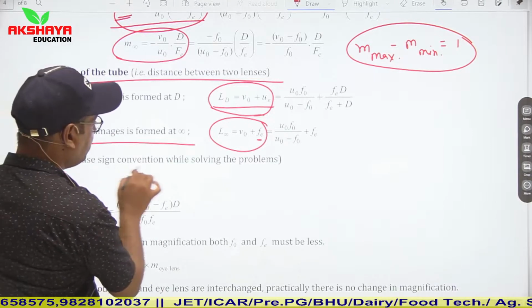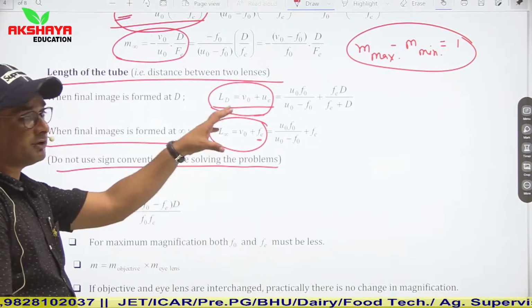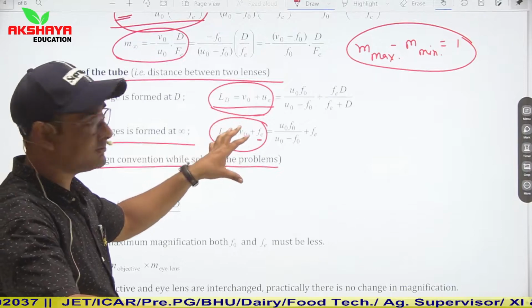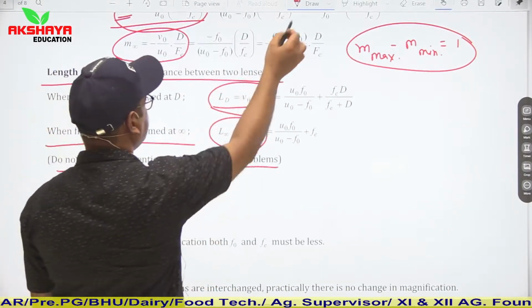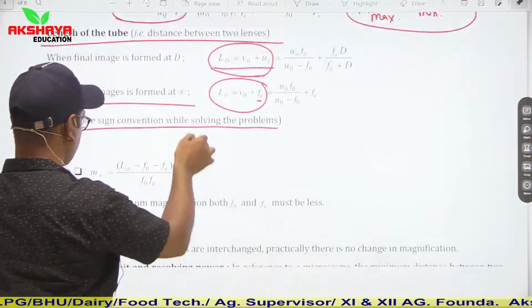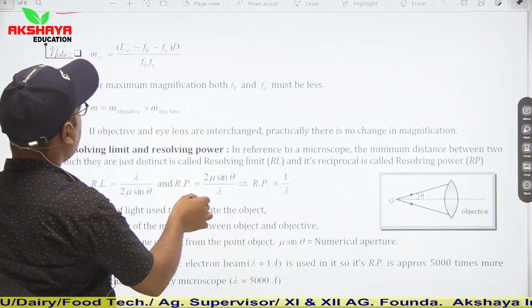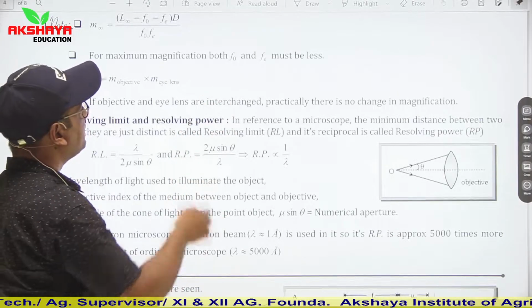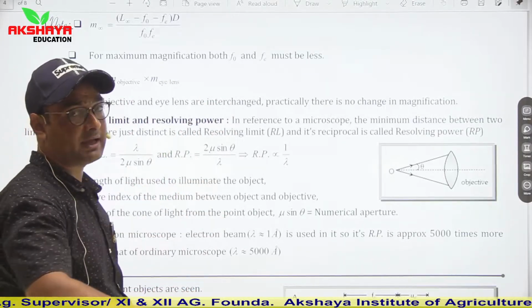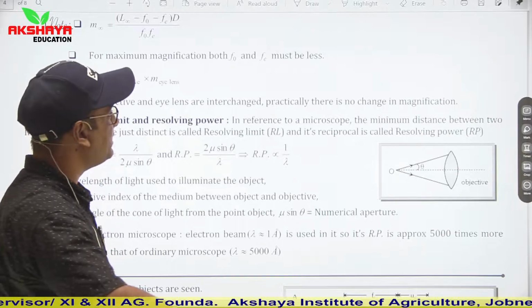Do not use sign convention while solving the problem. Here we do not require sign convention, as it is already used in these relations. For maximum magnification, both FO and FE must be less. So for maximum magnification, the focal length of the objective and eyepiece must be less.